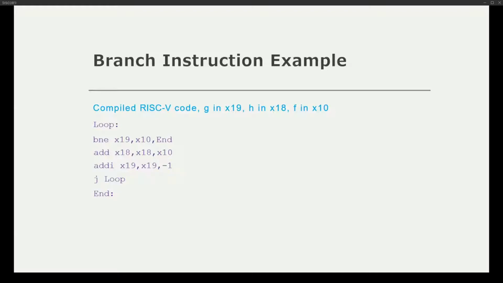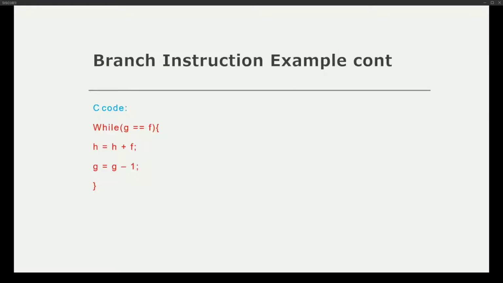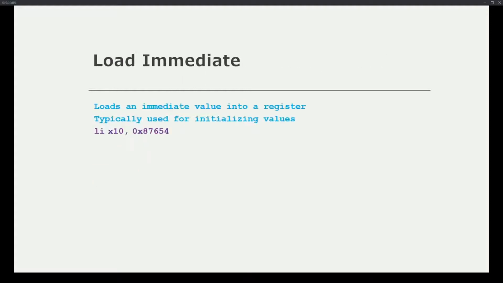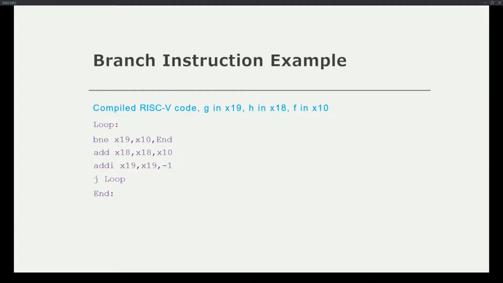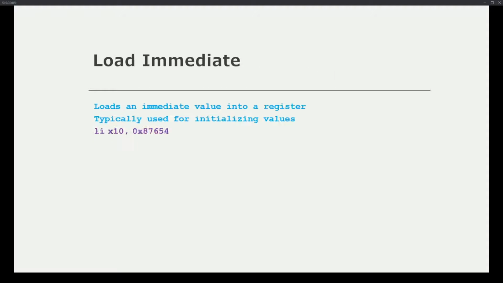However, if x19 and x10 are equal, then it skips those 3 lines and goes directly down to end. Now, here is a C instruction sample. While g is equal to f, h equals h plus f, and g equals g minus 1, which is the same as this other example here.